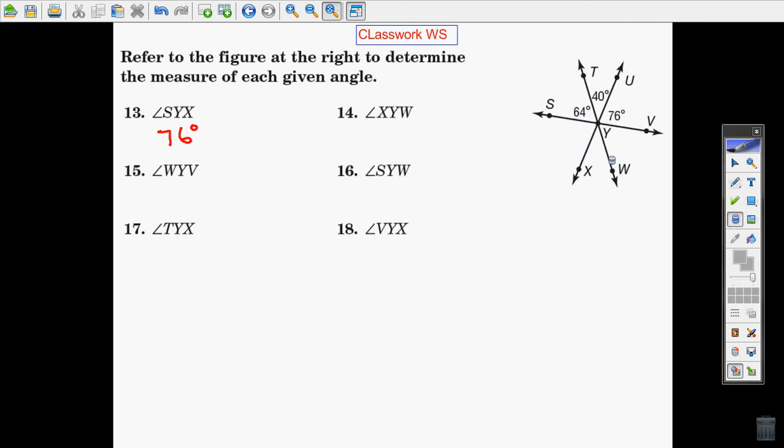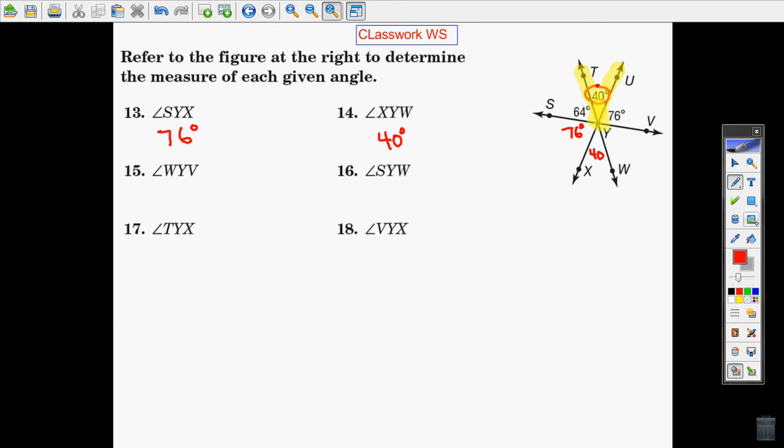Moving on to number 14, angle XYW. Again, it has an opposite angle. This one right here appears to be T, Y, and U. This angle is opposite of the angle we're looking for, and therefore it makes it pretty easy to find, because if this angle is 40, well, then that means that this must also be 40.